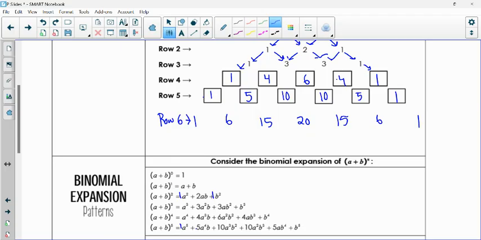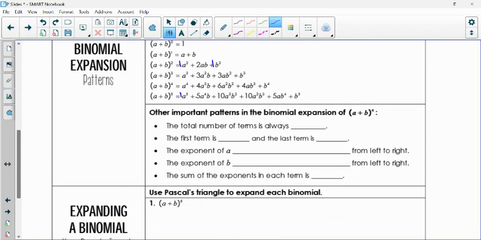Okay, so then how do we get these other letters? Like, how do I get a to the second, and then ab, and then b squared, or a to the third? How do we get those? So we're going to start here.